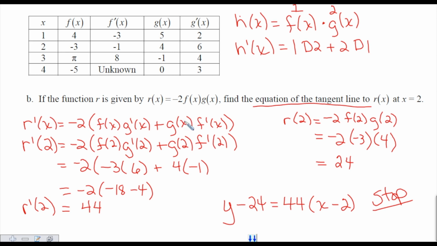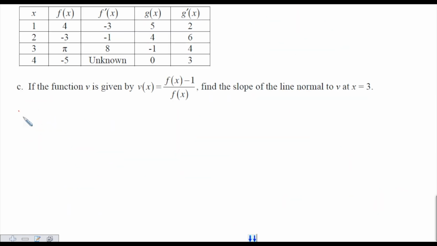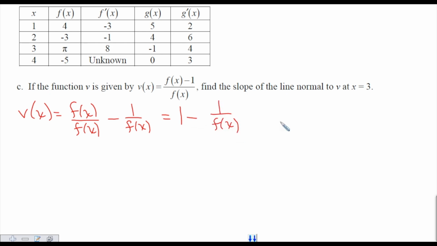Here we go. Now we have a strain situation, and what I would do first off is I would split this up and make this an easier problem. So the first thing I would do is rewrite this as f of x over f of x minus 1 over f of x. And that just leaves me 1 over 1 over f of x. And we've got to do the slope of the normal line, so don't forget that's a little different. So when we find this derivative, we'll have to do something with it.